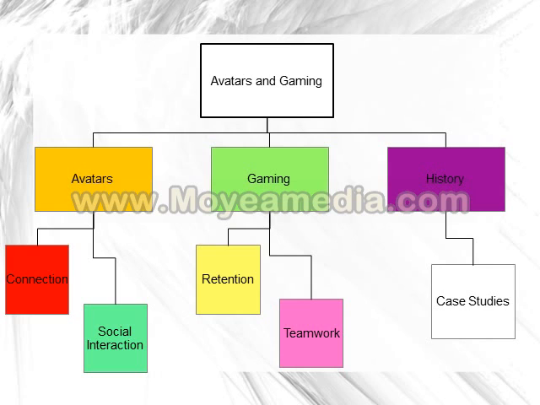The second box I have for avatars is social interaction, and it's a teal blue-green color. I chose it to be teal blue-green because it's a very harmonious color. It's about connecting with those around you, not just with the person giving the lesson. It's about learning more life skills and getting out there and learning by doing. In the next section here, we have gaming broken down into two separate boxes. We have retention and teamwork.